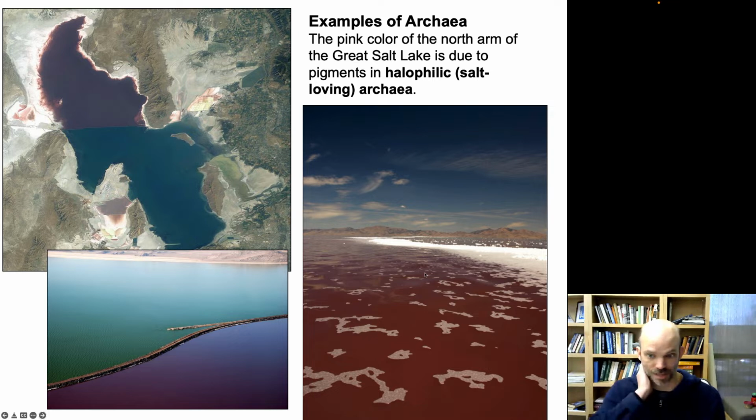You may have heard that the red color is from algae. That's just plain not true. I don't know where that came from. It's red because of archaea. So we actually can see archaea from a plane. If you're flying over it in an airplane, or actually from space, you can see the red color of the archaea that are super abundant in the north arm of the Salt Lake, and that causes the red color. It's red because they have pigments that they use to do photosynthesis.